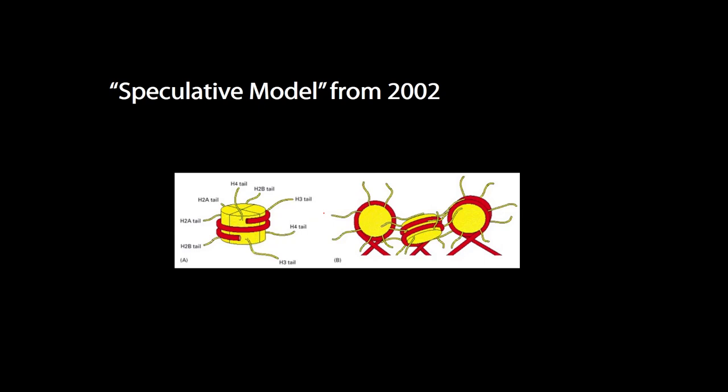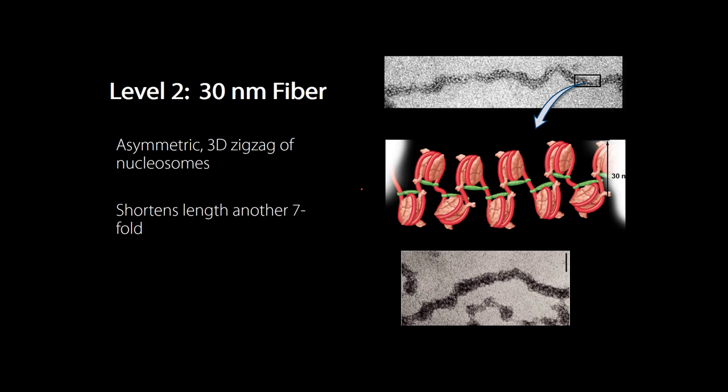If this yellow barrel here is the quaternary structure of the nucleosome, then we can think of the higher order structures really as the fifth level, which I've never really thought about before, but that's really what this is. And so here it is, what we call the 30 nanometer fiber. It's basically a 3D zigzag of nucleosomes.